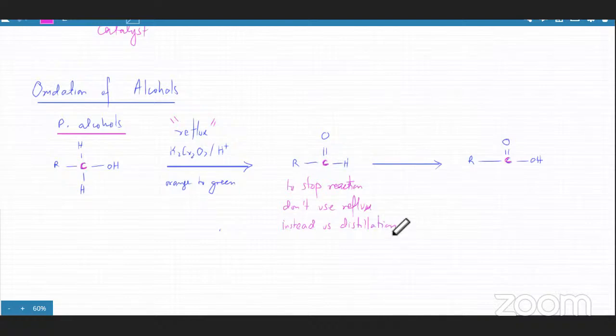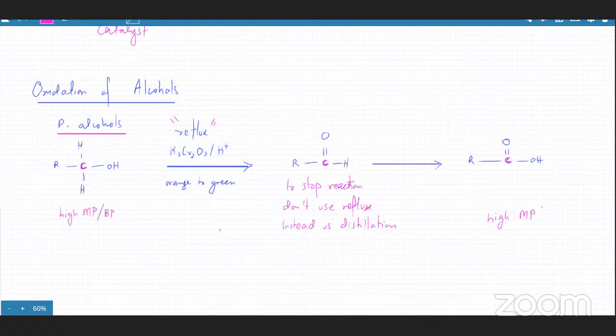Distillation is that you allow the reactants to escape and you collect them through a condenser somewhere else. So why do you need to do that? The reason is that alcohols and carboxylic acids have hydrogen bonding, so they have higher melting and boiling points. Both of them have high melting and boiling points as well.